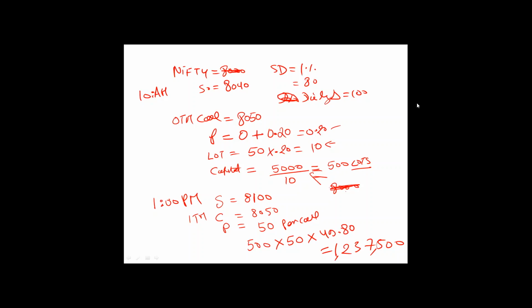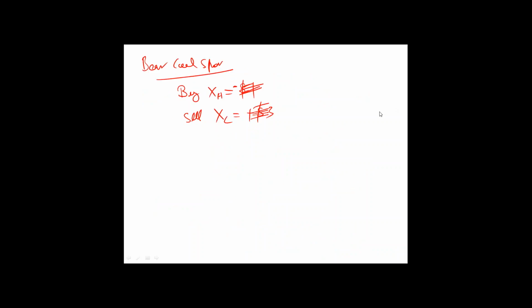So, did you get it? In bear call spread, what we do is buy at a higher strike price. Let's say the higher strike price is 50 and we sell at a lower strike price, let's say 40. The premium we paid was, let's say, 1 here, and the premium we receive here is 3.